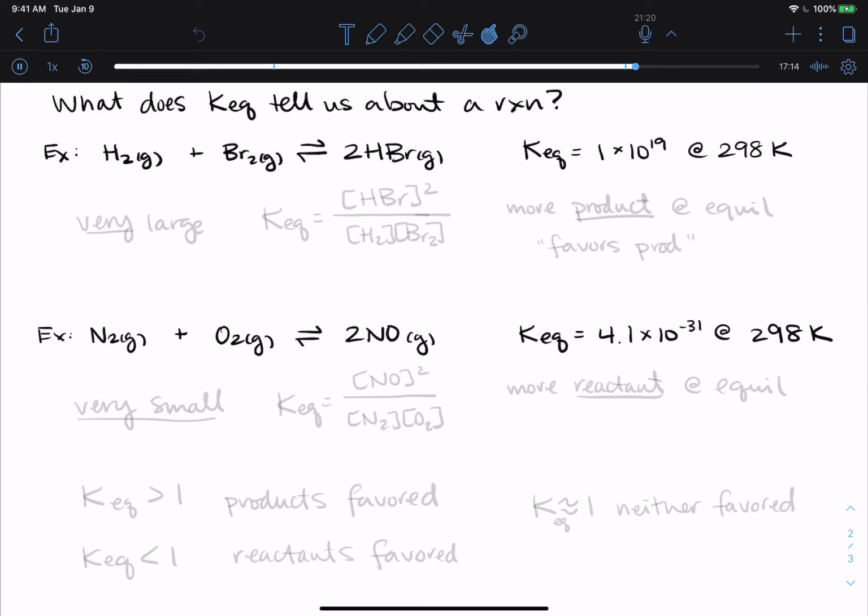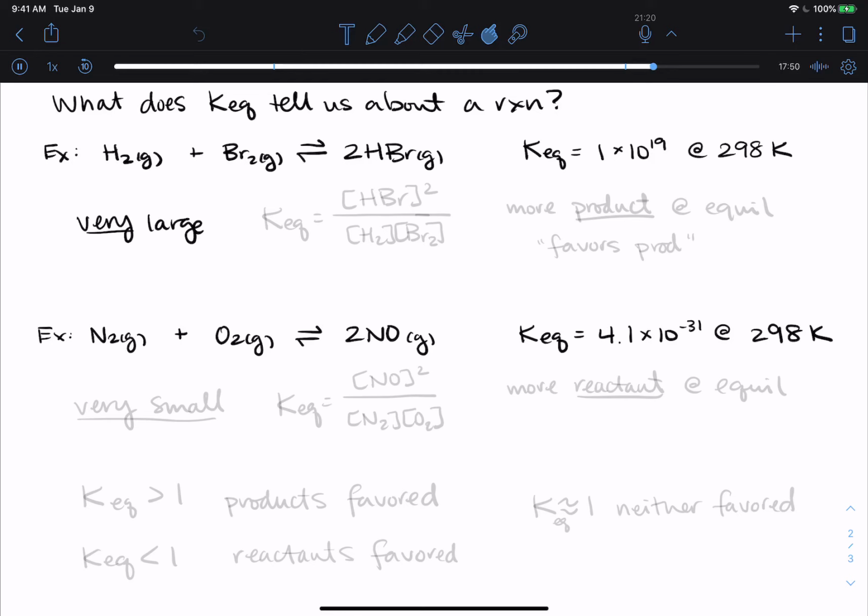So in our first example, it's H2 gas plus Br2 gas in equilibrium with 2 HBr gas. The equilibrium constant is 1 times 10 to the 19th at 298 K. So 1 times 10 to the 19th, that's a huge number, right? Times 10 to the positive 19th, it's a very large number. So let's just note this. This is very large.